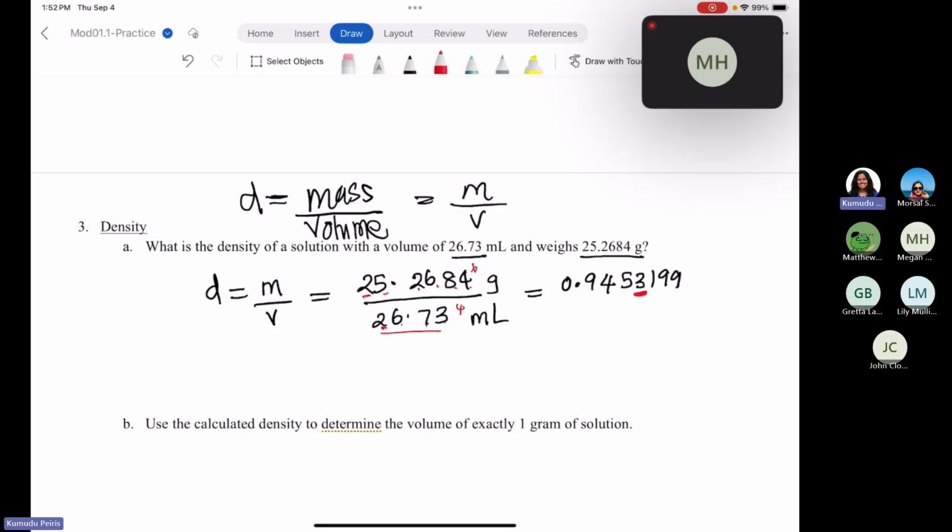Therefore, the value should be given with 4 significant figures, and it should be rounded. Okay, after 3 here, I have 1. That is less than 5. So am I going to add a 1 to 3? No, I will not. So the answer should be given as 0.9453 grams per milliliter. Here we got these units. Okay, right. Questions.